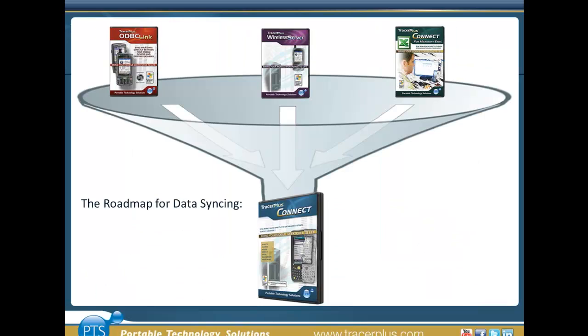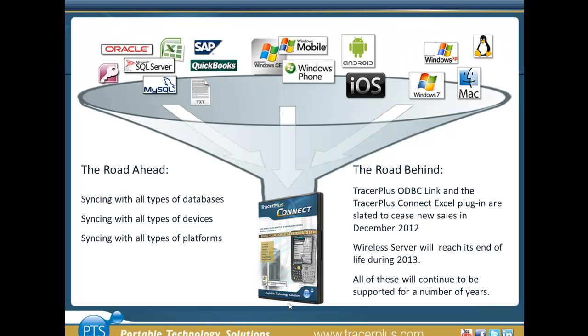Okay, so again, here's a little diagram, the roadmap where all of the functionality of those 3 products will be combined within TracerPlus Connect for both batch and wireless real-time syncing, and with the different backend data sources, Excel, ODBC, and different systems that we incorporate in the future. So the road ahead for all these products: TracerPlus Connect will support different platforms. It will allow you to transfer data to and from different devices, different back-end databases, and we will be pushing ahead with different data sources.